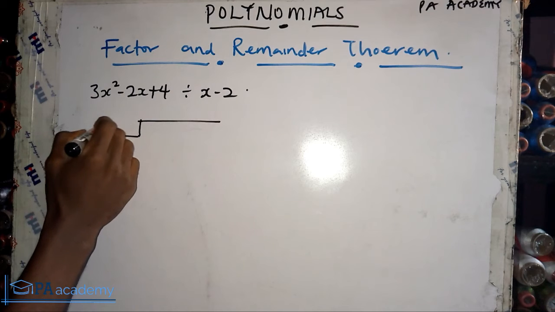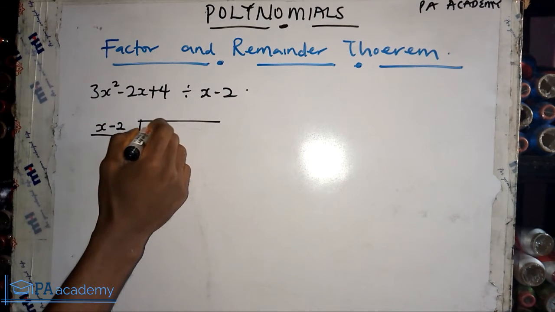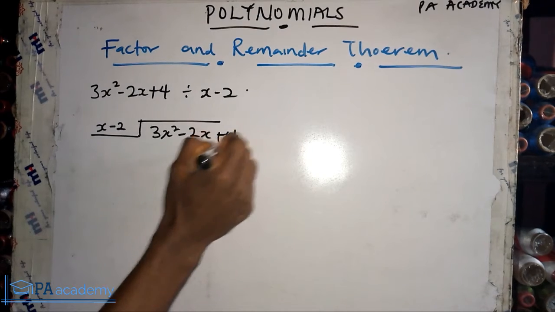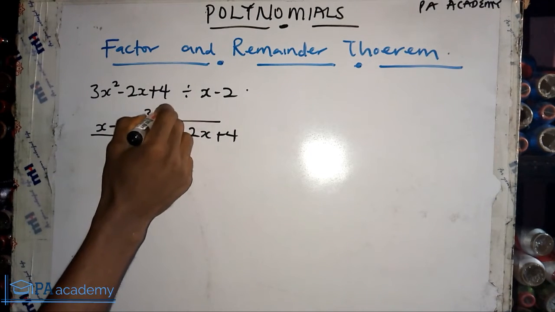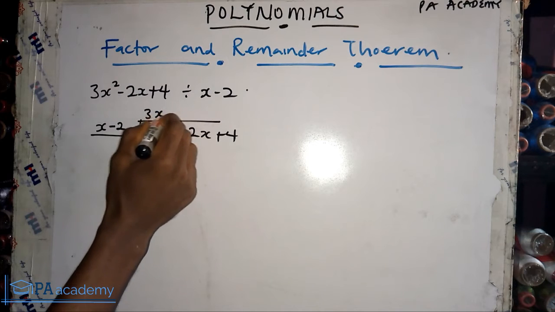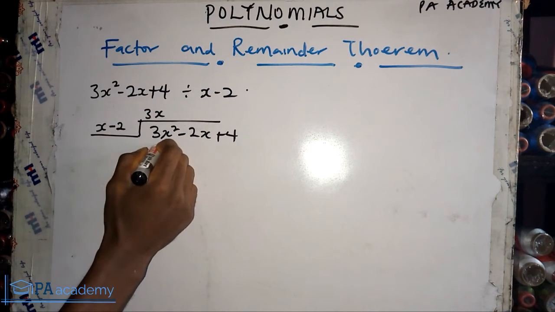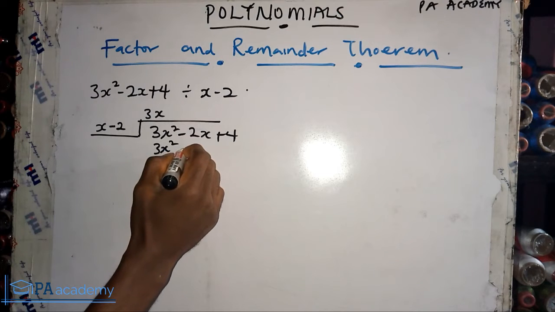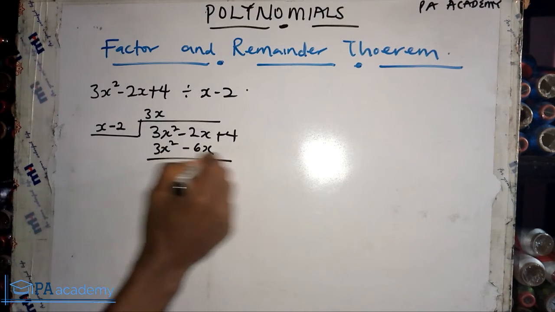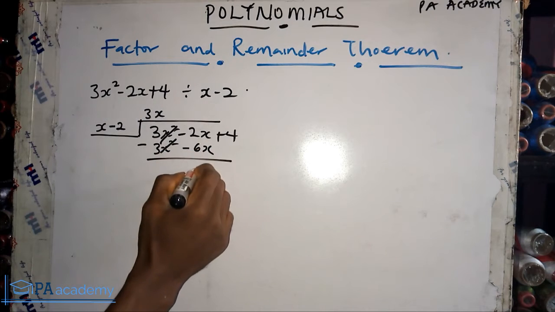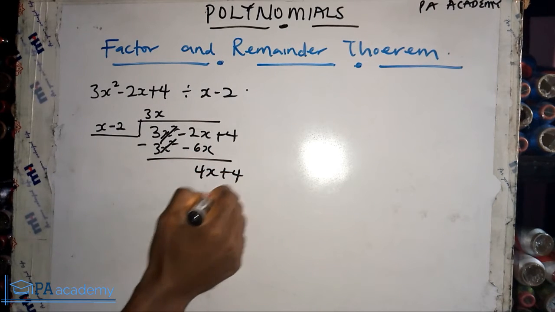So right here we are going to be having x minus 2, and we are going to be having 3x squared minus 2x plus 4. So here will be 3. So 3x squared divided by x, and that will be 3x. So 3x multiplied by x, that will be 3x squared. Then 3x multiplied by 2, that will be minus 6x. So subtract, this will cancel out. So minus 2x minus 6, that will give us 4x plus 4.